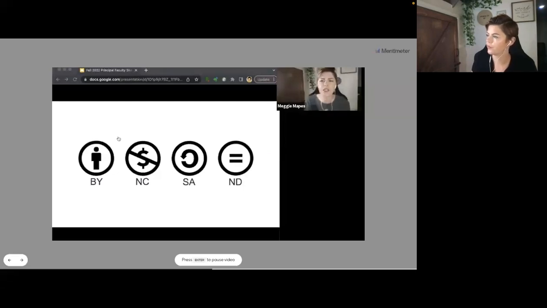And so this first symbol on the left here, the little person, is CC BY, and this means attribution. So if someone has a CC BY license, they're letting you know, hey, you can keep, share, do anything you'd like with this work, but you need to give me credit, right? I want attribution for the work that I've created.